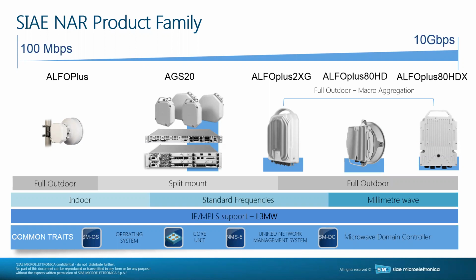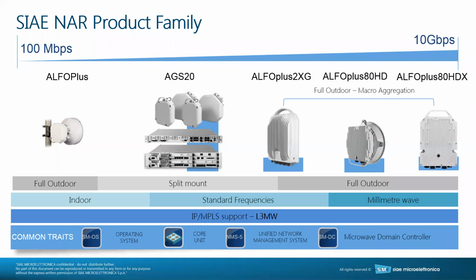Okay. So our product family for North America, we have radios that operate from say 100 megabits per second all the way up to 10 gigabits per second. And when we talk about the throughput here, we're always talking in terms of full duplex throughput. So we're not doing anything with aggregate or anything like that you might find in the unlicensed band. This is true go and return throughput here.